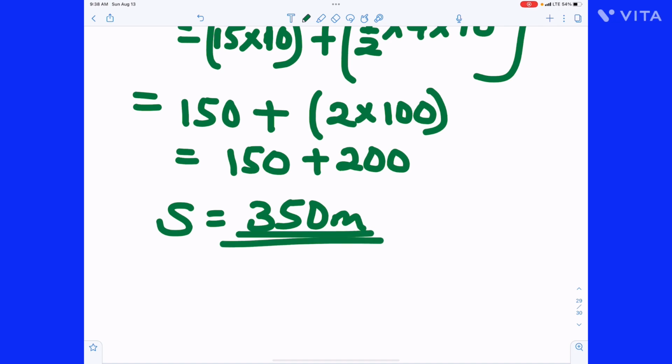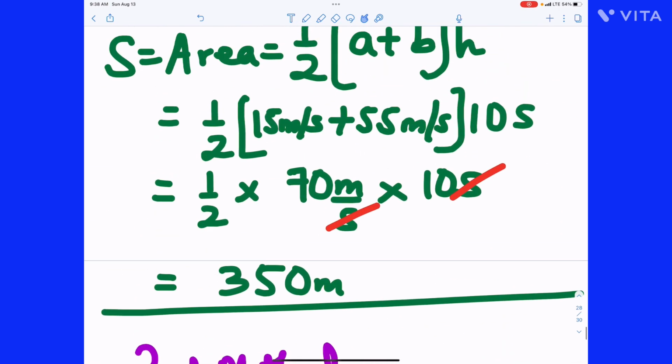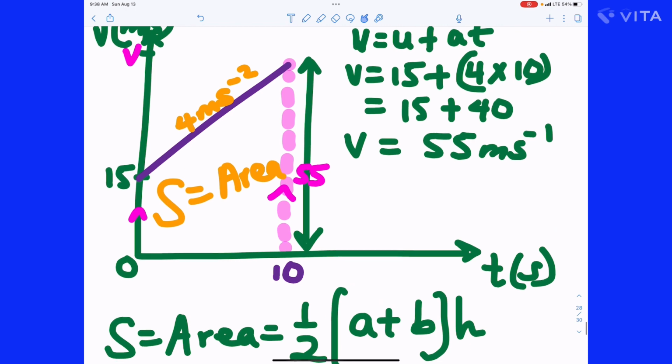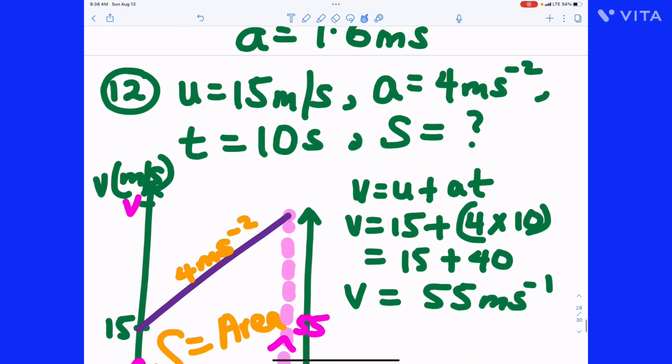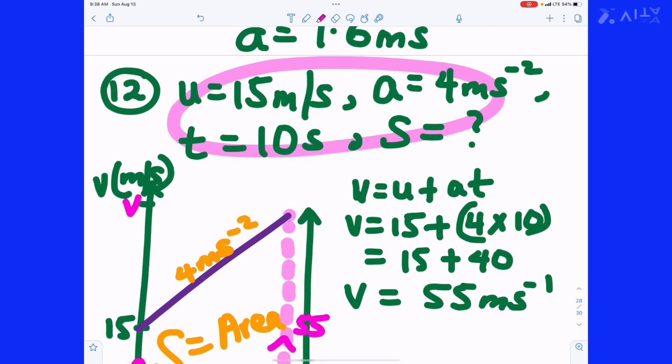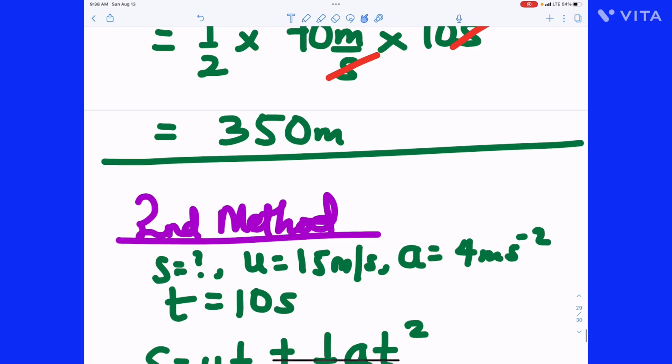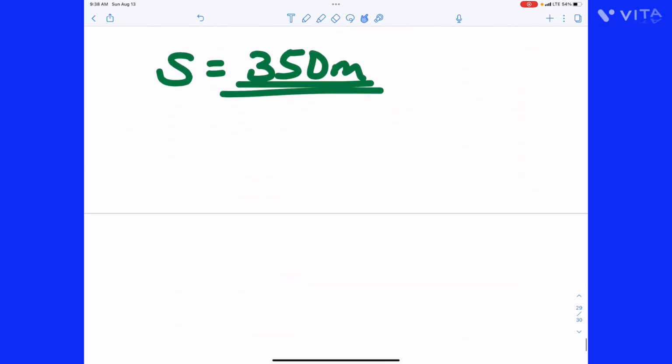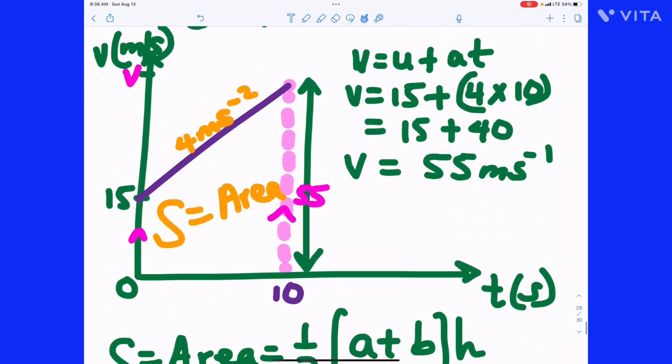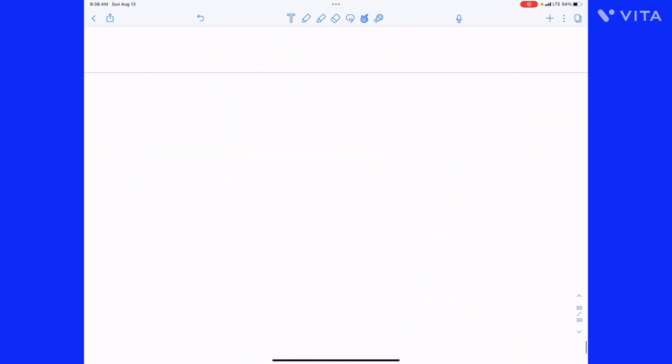So you always get the same answer, whether you use the graph or you use your formula. You always get the same answer. As long as you analyze the question well, you always get the same correct answer. That was question 12. Let's go to question 13.